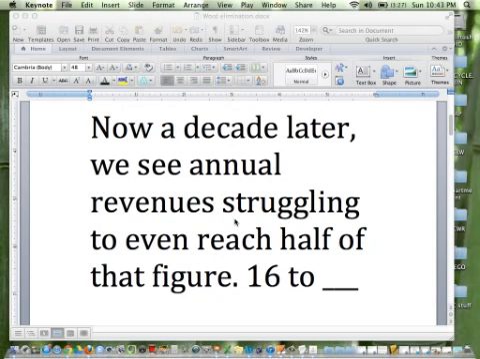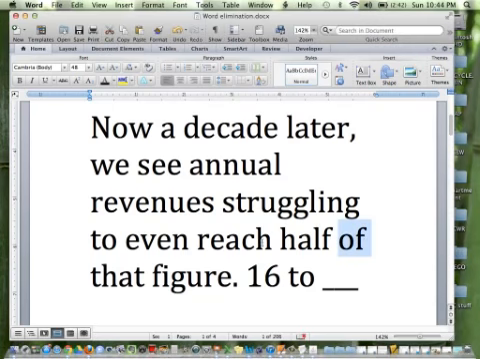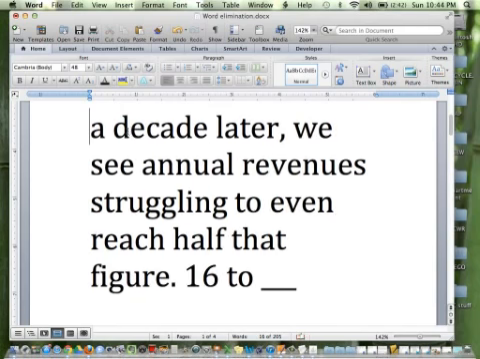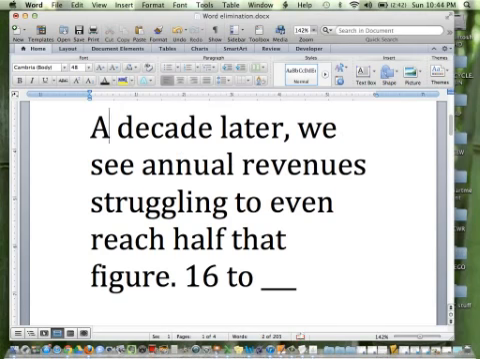Let's take a look at this sentence, which reads, "Now a decade later, we see annual revenues struggling to even reach half of that figure." That's 16 words. Let's figure out how we can get this to be fewer words. Well, we don't need "of that." We can say "half that figure." So that's going to help right there. We can get rid of "now" and say, "A decade later, we see annual revenue struggling to even reach half that figure." We're getting better.